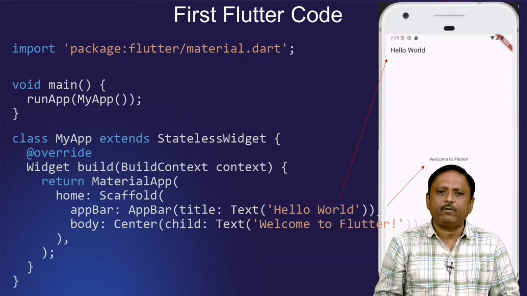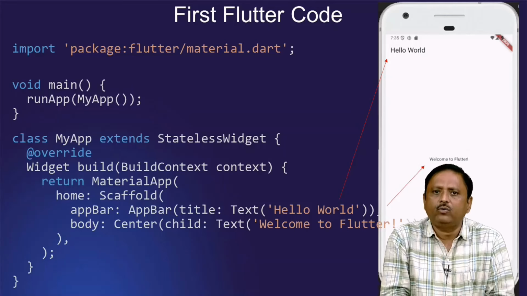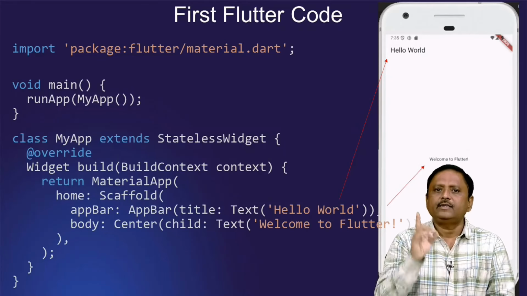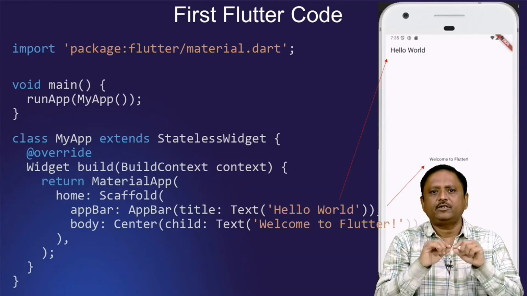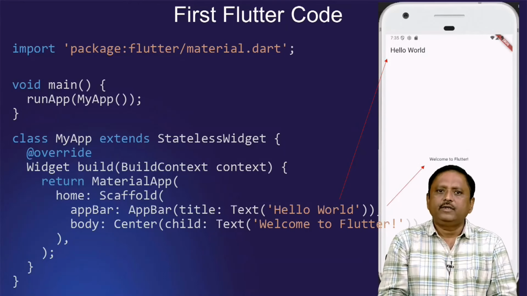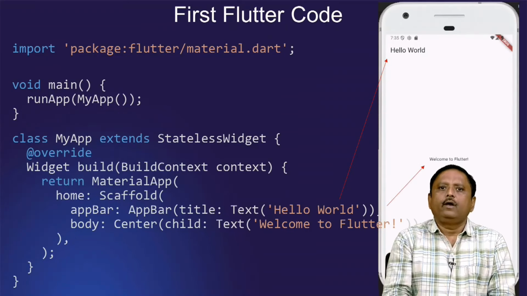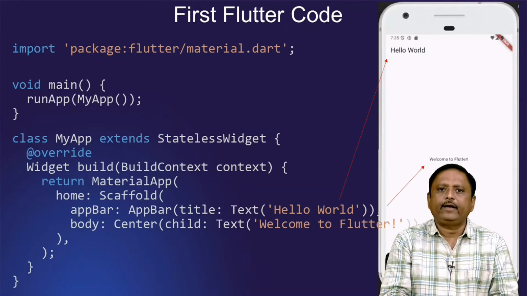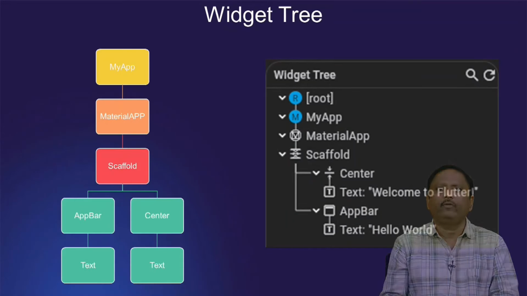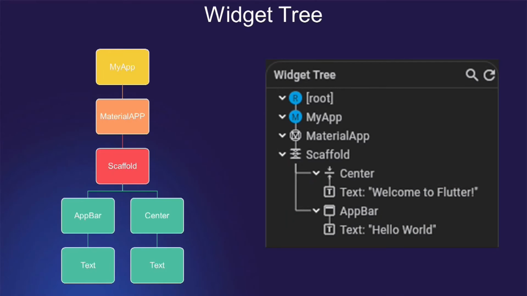In this case we have only a single widget, so we need not nest the child, but since there is one widget we can just mention a single child. So this is how this app works. Now let us understand the widget tree for this. On screen you can see the widget tree for the previous app.